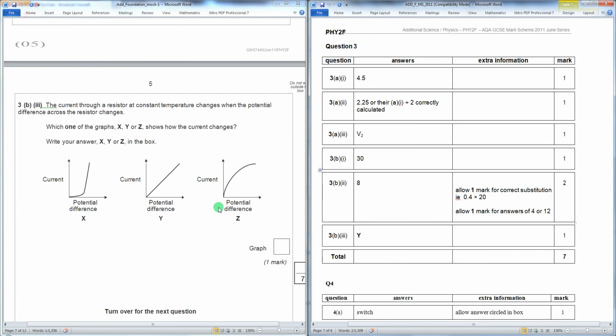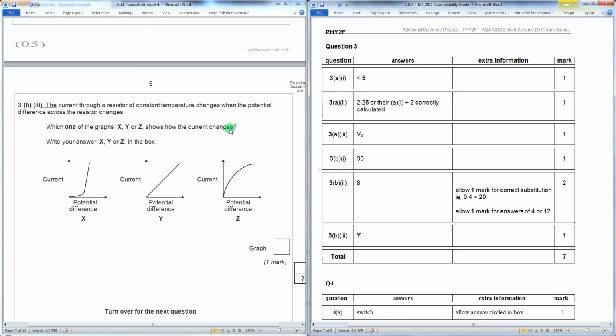Okay, and finally, it's asking you to remember some current voltage characteristics for different components. You just have to learn the shape of these graphs. The current through a resistor at constant temperature changes when the potential difference across the resistor changes. Which graph shows how the current changes for a resistor?